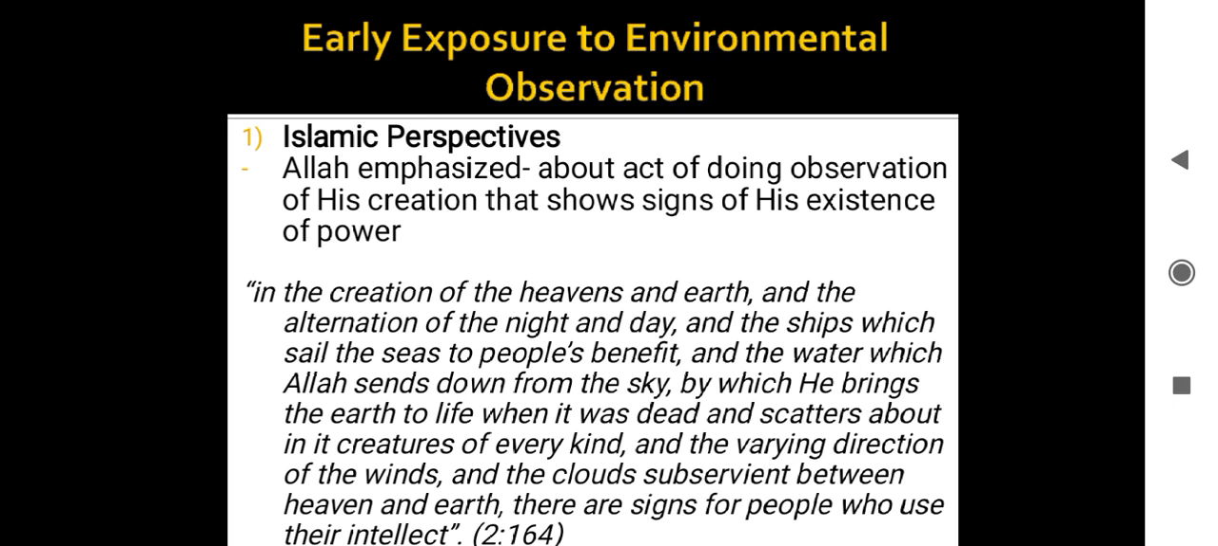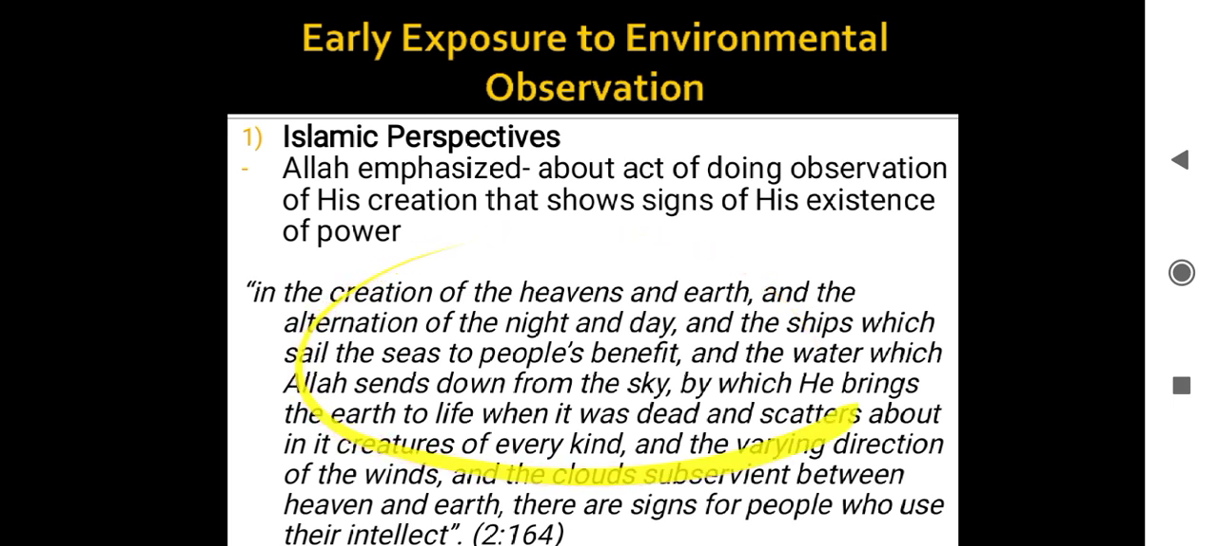Alright, so look at Surah 2 verse 164. In the creation of the heavens and earth, and the alternation of the night and day, and the ships which sail the seas to the people's benefit, and the water which Allah sent down from the sky, by which He brings the earth to life when it was dead, and scatters about in it creatures of every kind, and the varying direction of the winds, and the clouds subservient between heaven and earth, there are signs for people who use their intellect.